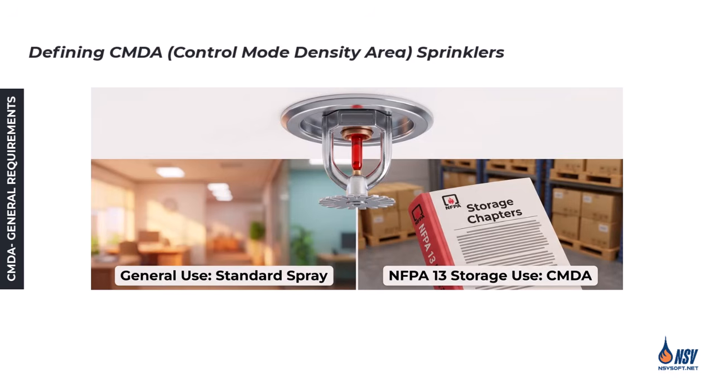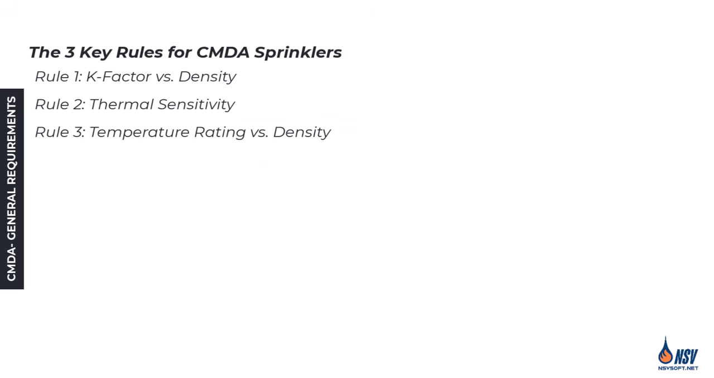When we refer to CMDA sprinklers, we are simply talking about standard spray sprinklers. However, NFPA 13 specifically uses that designation within storage chapters. There are 3 core rules for CMDA sprinklers that we must keep in mind. These rules serve as the foundation for our design, applying to all storage categories across the board, from palletized and solid-piled to rack and shelf storage.